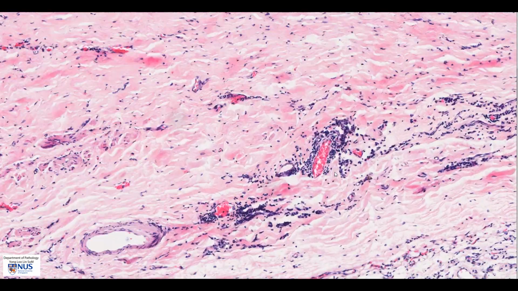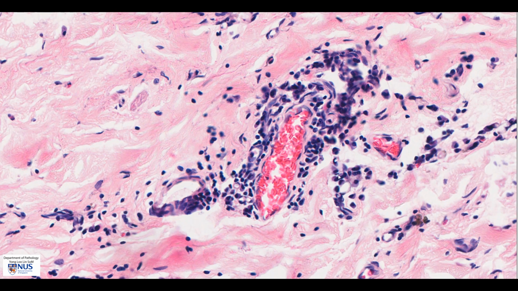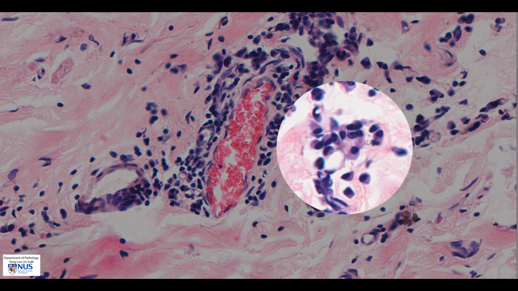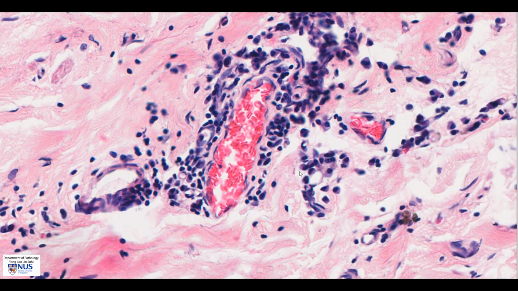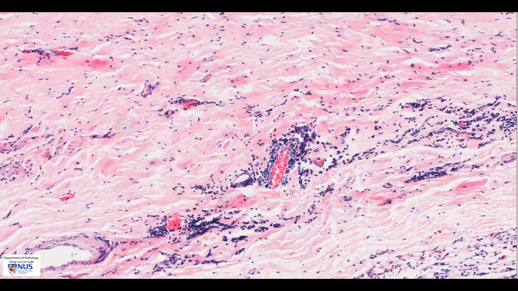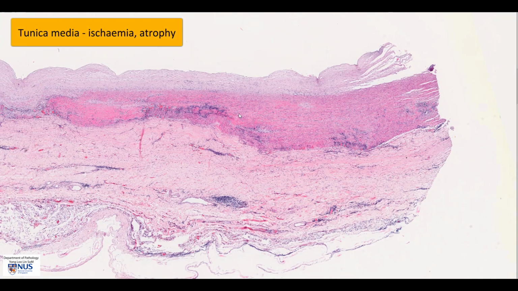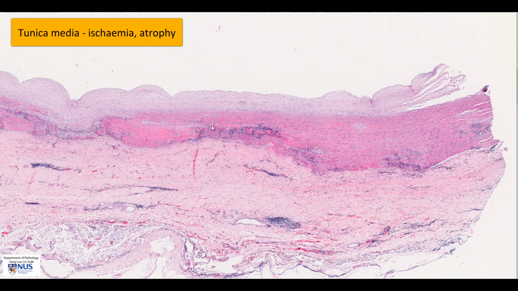In this other area, we have some discernible plasma cells as well around the blood vessels. And we can see here this little cluster of plasma cells with the eccentric nuclei and the bluish cytoplasm. So we have lymphoplasmacytic infiltrates going around the blood vessels of the vasa vasorum. And this gives rise to ischemia and therefore destruction of the tunica media, smooth muscle, and elastic fibers.